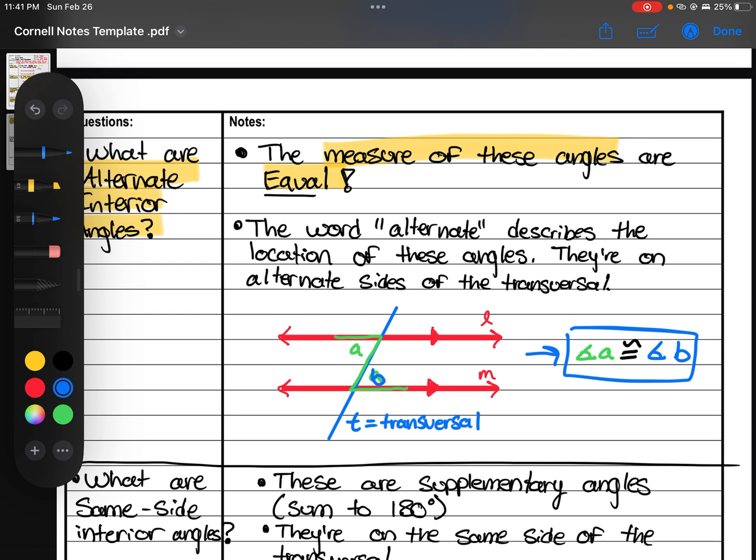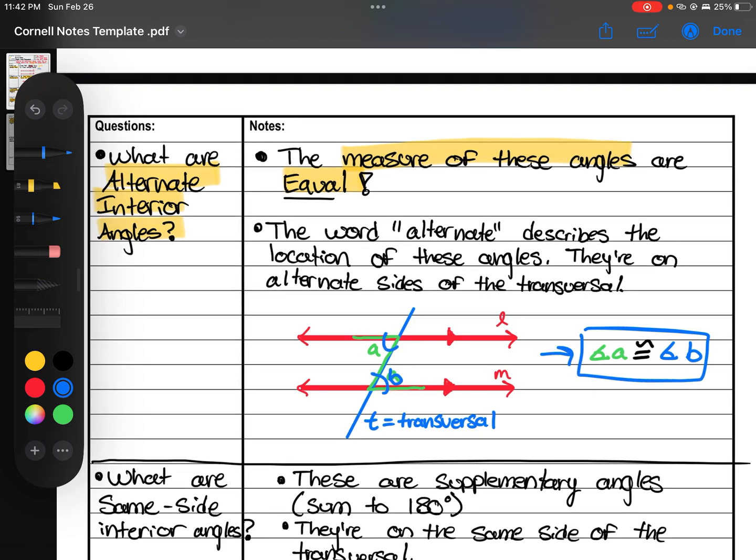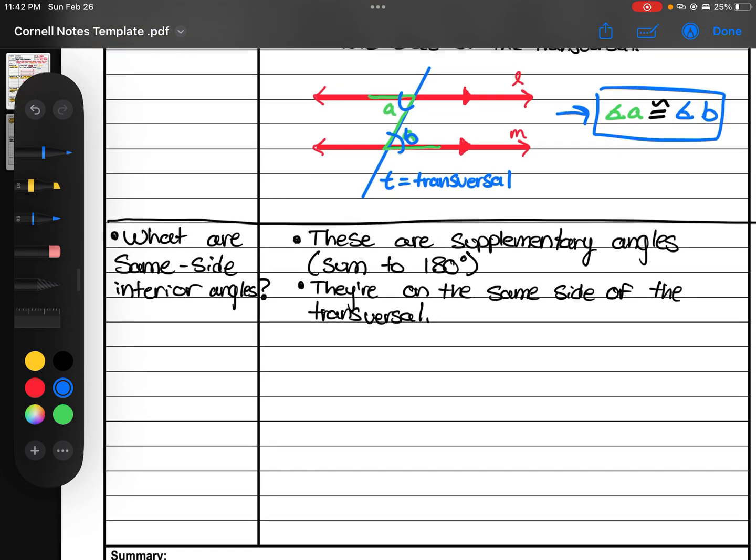Pretty much they're zigzag from each other, if you remember that. So alternate interior angles, the measure of these angles are going to be equal. So that is it for this one. Make sure you get that copied down. Our next term is what are same side interior angles.